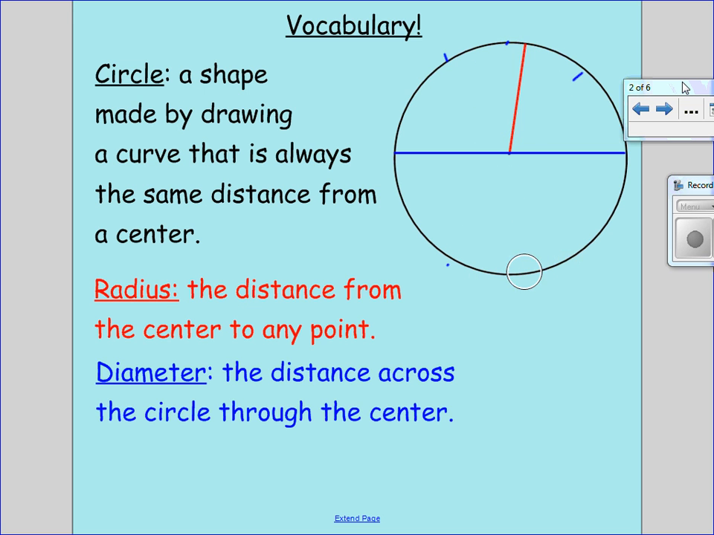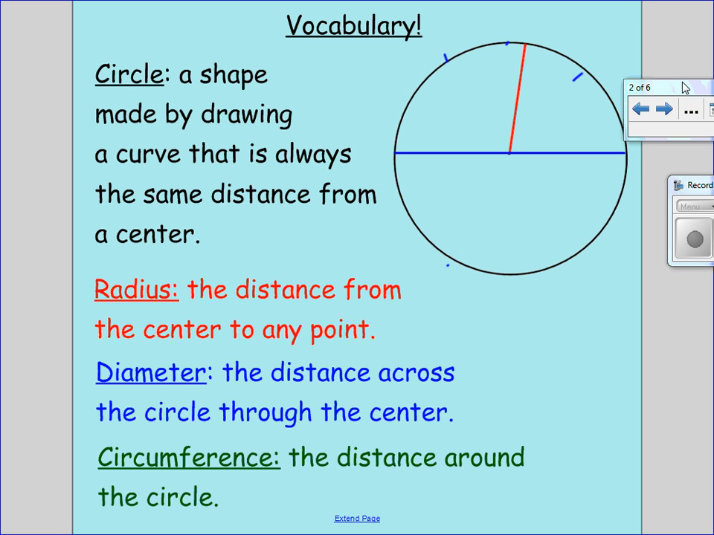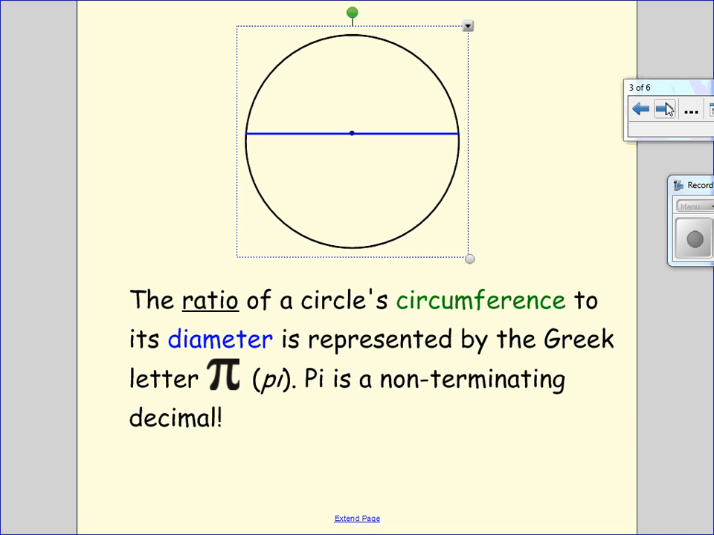And last, you have what's called the circumference, and that's what we're trying to figure out. The circumference is the distance around the circle. Think of it like the perimeter, the distance around. When we do perimeter, we usually add up the sides, okay? But with a circle, we don't have sides we can add up. So we call it the circumference, the distance around the circle. Now that we have some vocabulary, let's take it to the next step.